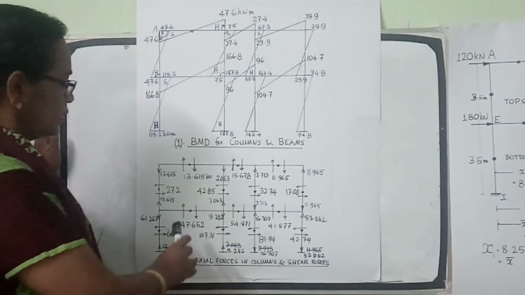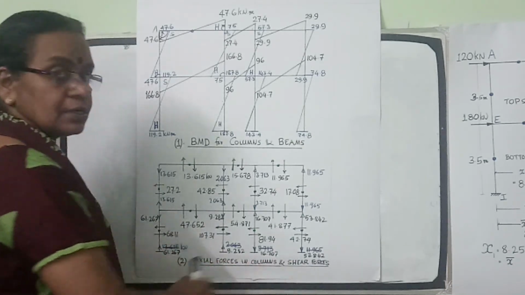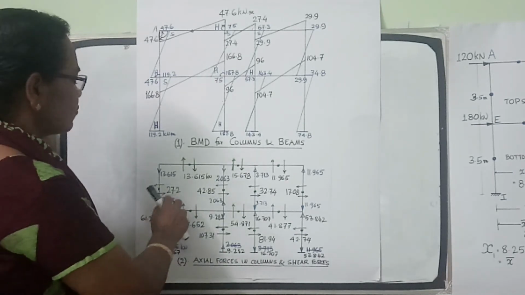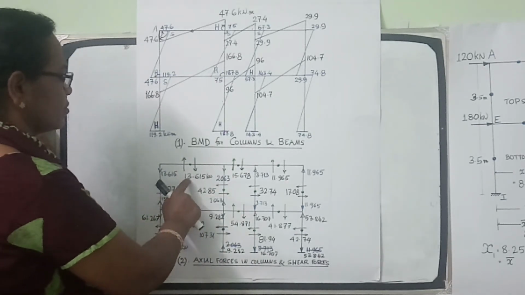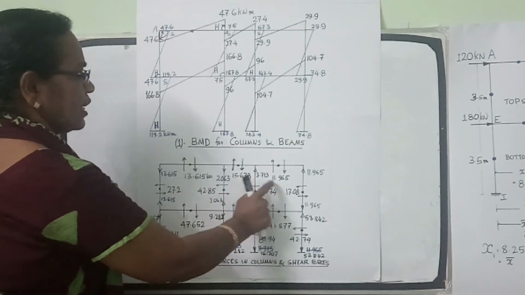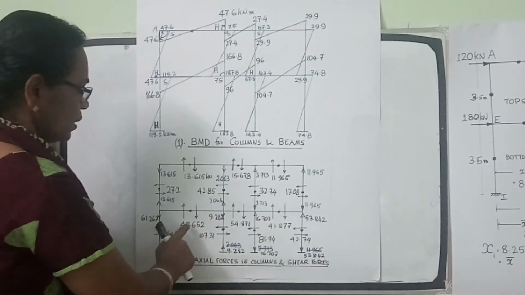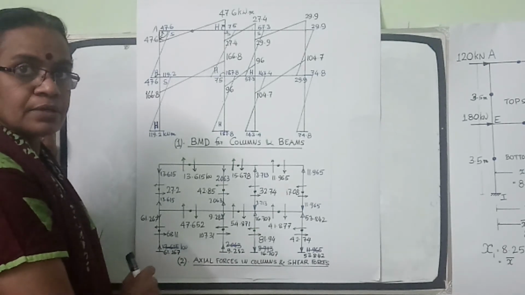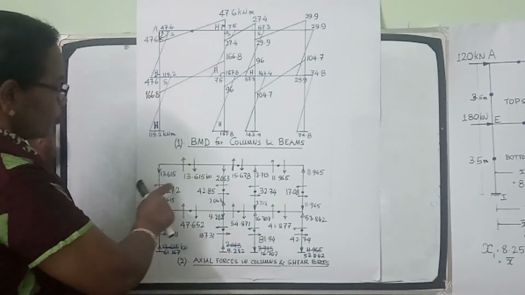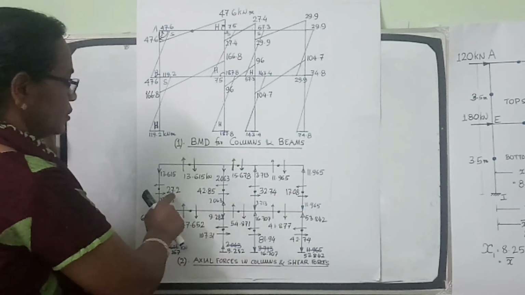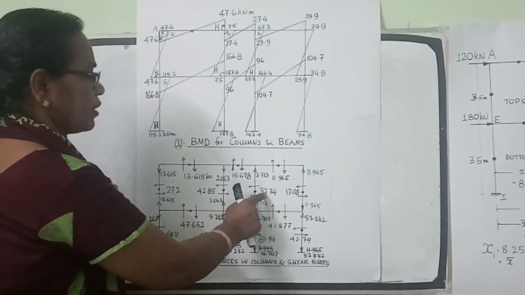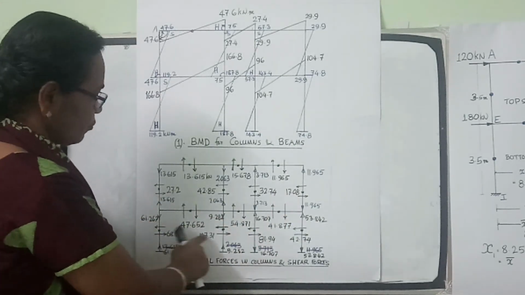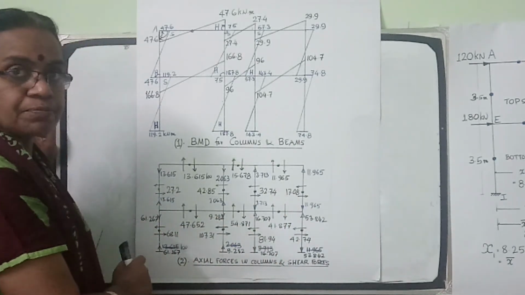Next we will see the axial forces in columns and shear force in beams and columns. So the shear force in the beams for the top beams is 13.615, 15.678, 11.965. Similarly for the bottom story beams, mark the vertical shear forces. Then you mark the horizontal shear forces in columns, 27.2, 42.85, 32.74, 17.08 for the top story. Similarly, mark it for the bottom story columns.